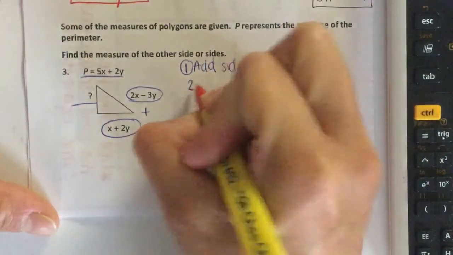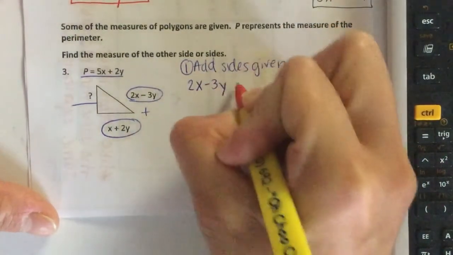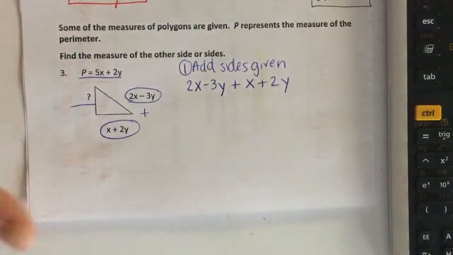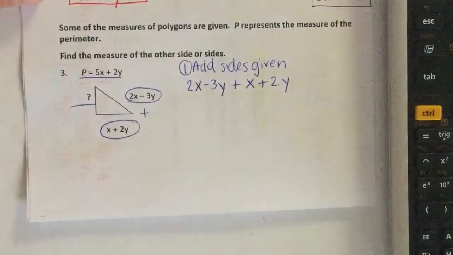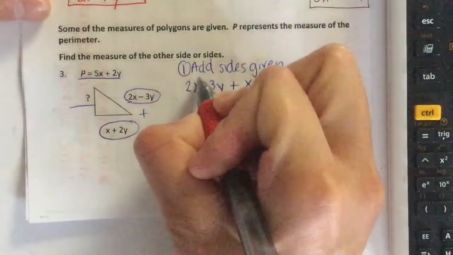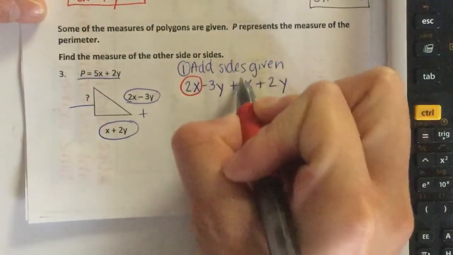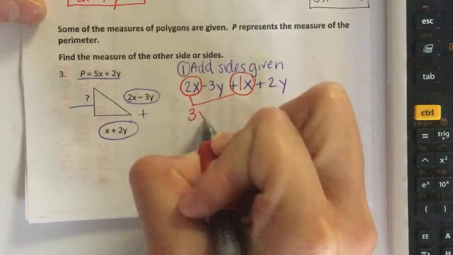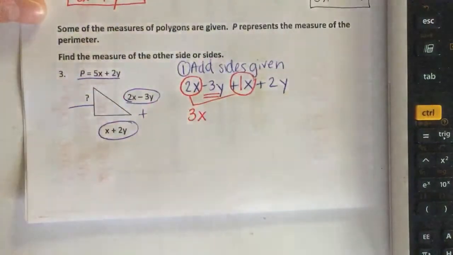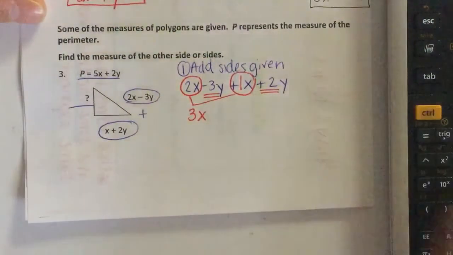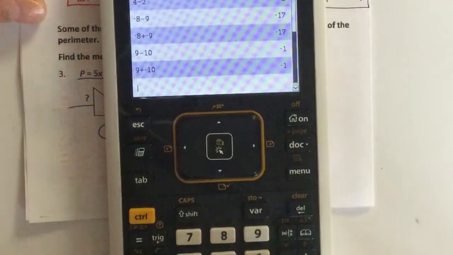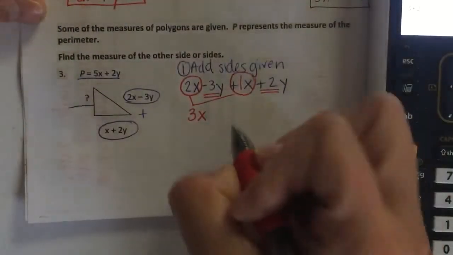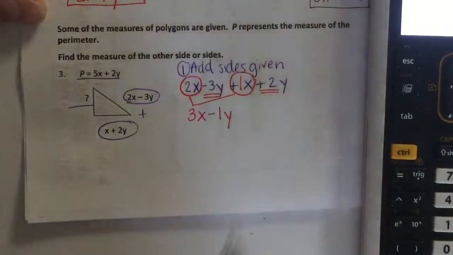So you're going to take 2x minus 3y plus x plus 2y. When you add them, you don't have to put parentheses. It doesn't change anything. Now combine your like terms. You have 2x plus 1x, 3x. You have negative 3y plus 2y. You can put it in the calculator. -3 plus 2, -1. So -1y. So this isn't your answer.